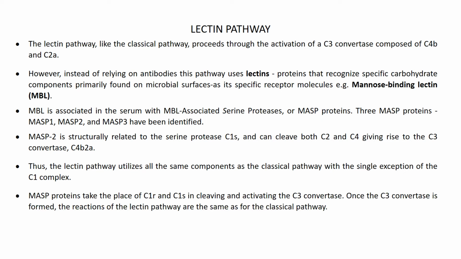Thus, the lectin pathway utilizes all the same components as the classical pathway except for the C1 complex. MASP proteins take the place of C1r and C1s in cleaving and activating the C3 convertase. Once the C3 convertase is formed, the reactions of the lectin pathway are similar to those of the classical pathway.